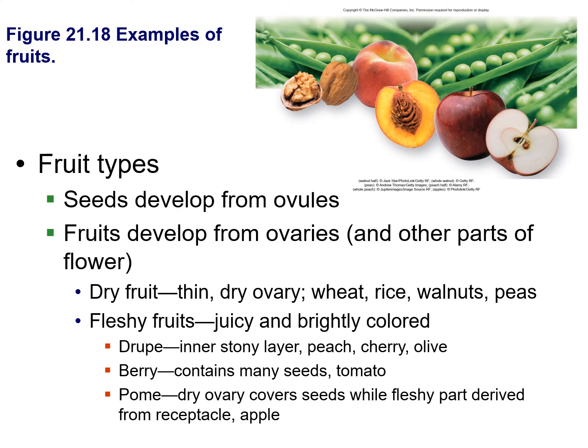Then you have pomes, which tend to be like a dry ovary. It's kind of a mix of the two. So the actual ovary that houses the seed is dry. That's the seed inside. But then it's got a fleshy part on the outside that was the endosperm. So that would be like an apple. So that's a pome.